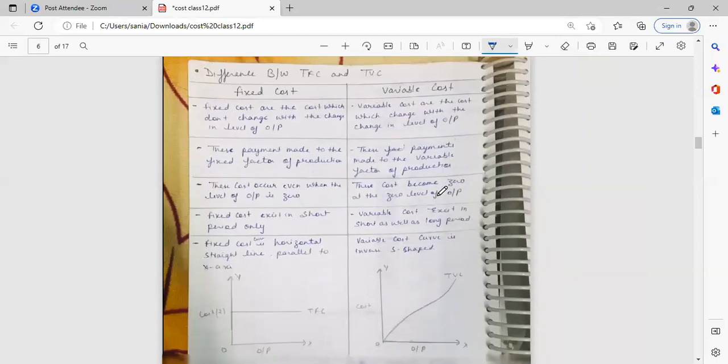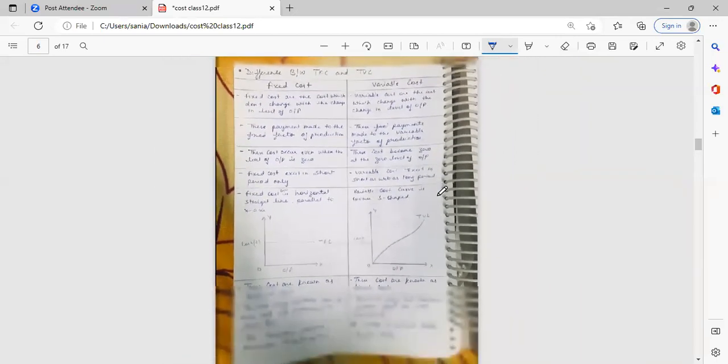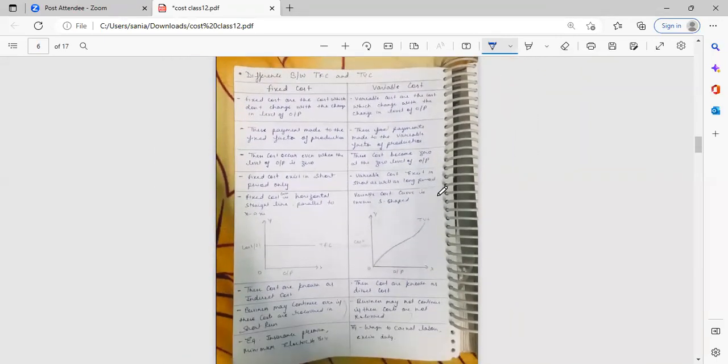So now you will take the screenshot. Let me just zoom out. I hope everyone can see the entire thing, right? You can take the screenshot and later you can zoom it and write it down.